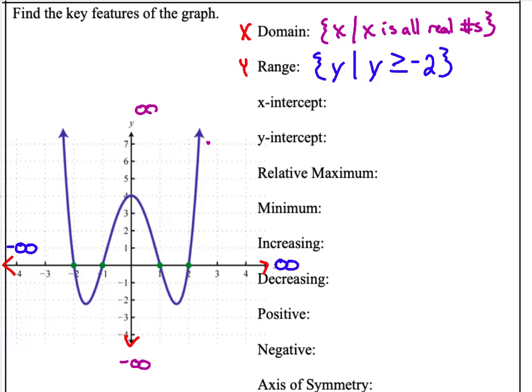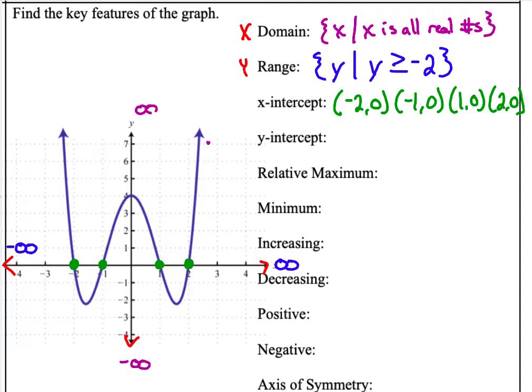Then we have our X-intercept. The X-intercept is where it crosses the X-axis. So every time it hits the X-axis, these green points down here, that's one of my X-intercepts. The very far left one crosses at (-2, 0). Then it crosses again at (-1, 0), then at (1, 0) and (2, 0). You're listing all the different spots where it crosses the X-axis.